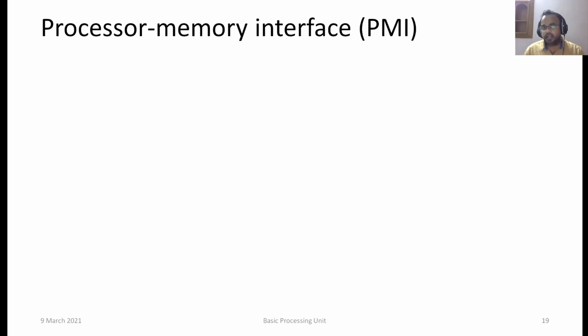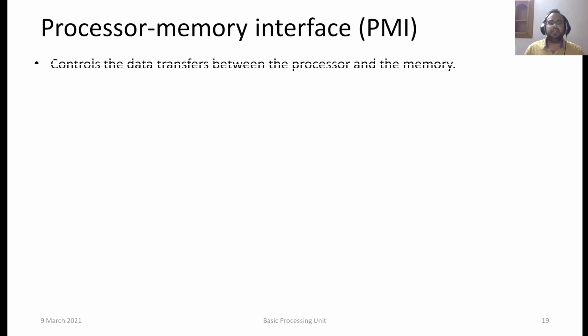Now, looking at the last module that would help us to execute instructions is the processor memory interface, PMI. Basically, it would need some control signals as generated by the control circuitry. Based on these control signals, it would transfer data between the processor and the memory. Right? It would need the address where it needs to go and get the data or write the data to.